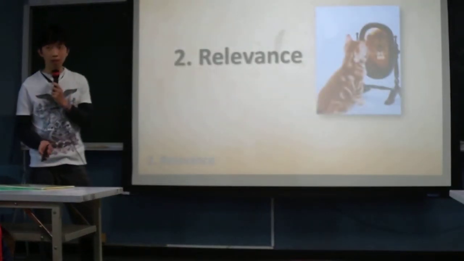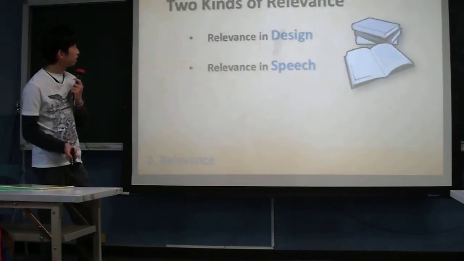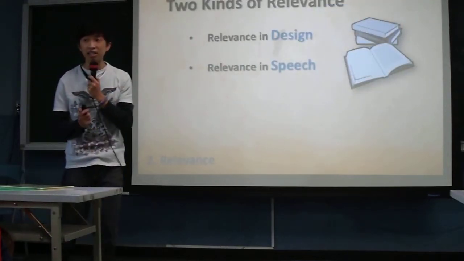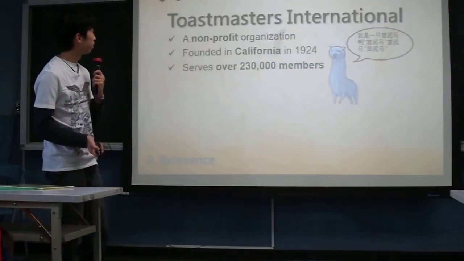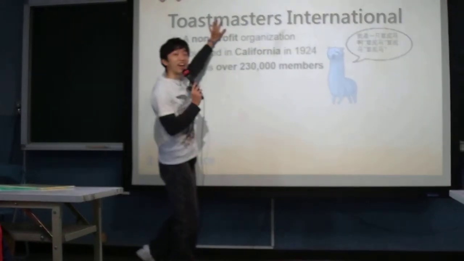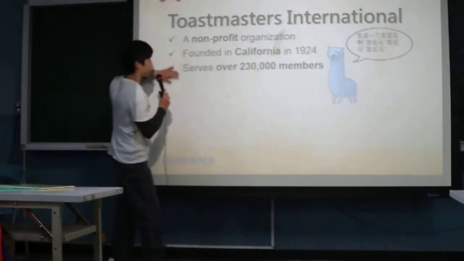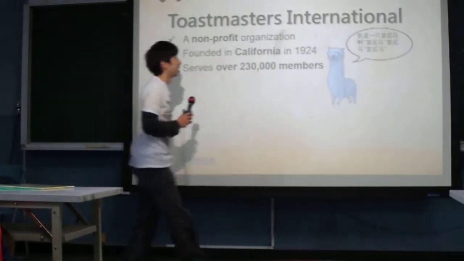Okay, let's talk about relevance. What does it mean by relevance? There are two kinds of relevance: design and speech. Relevance in design, well, looks like there is a problem with this one. Again, Toastmasters International, 3 bullet points, a lot of important information, but this thing ruins everything.